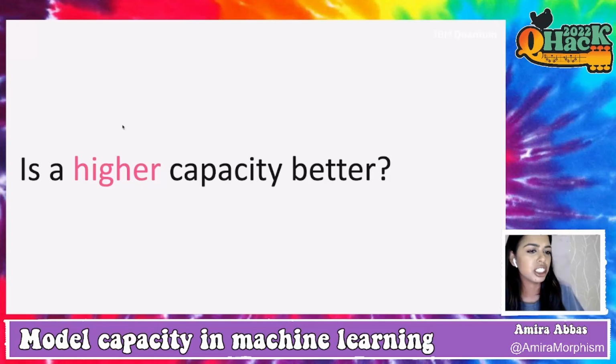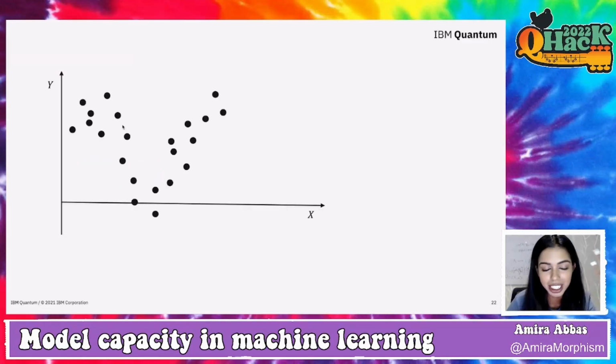Like a higher capacity should be better, because then I can throw any data at it and we'll be able to model the true relationship. In this very silly, simple cartoon, we can immediately see why this is not the case, right? So let's say we've got this just two-dimensional data. So each dot here is a data point. And we're trying to understand this relationship between X and Y.